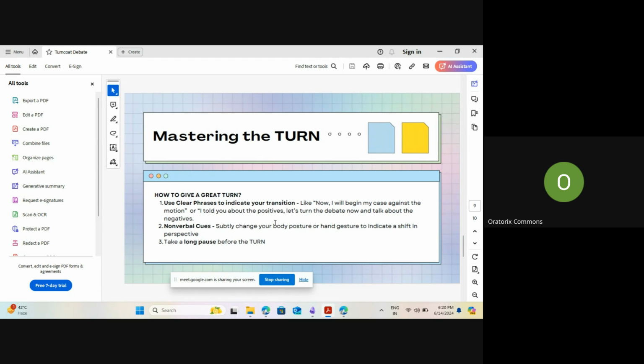I told you about the case for the motion. Now I will begin my case against the motion. This is one line that you can use. Or maybe you can say that I told you about the positives. Let us turn the debate now and talk about the negatives. This is maybe what you can use. Okay? So just use one or two sentences like that to make it clear.